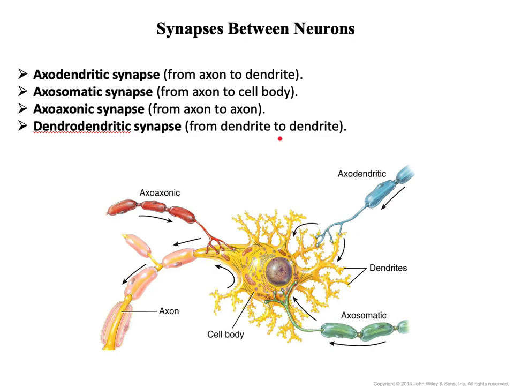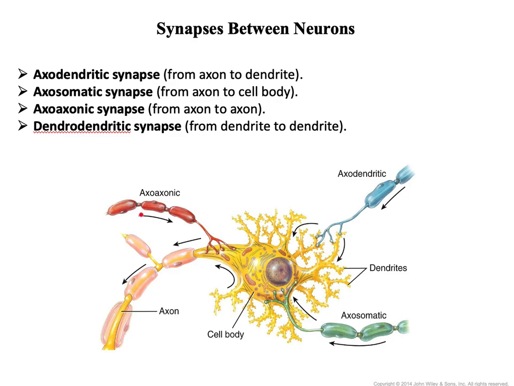Now I would like to mention one thing before jumping to the clinical correlation. I would like to talk briefly about the synapses between neurons. You see here a multipolar neuron with synapses from different locations. One form of synapse is between the axon and the dendrite, which we call an axodendritic synapse. Look at the axon. Here is the axon terminal, and here are the dendrites. The synapse between the axon and dendrites is called an axodendritic synapse.